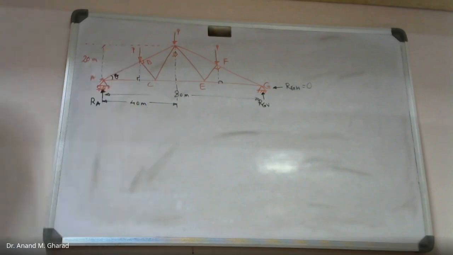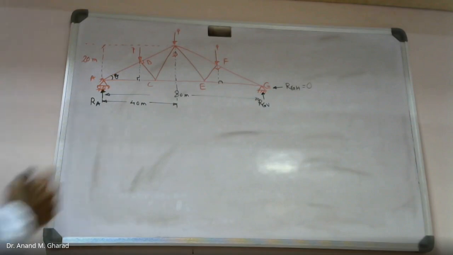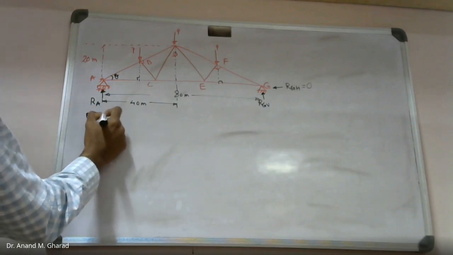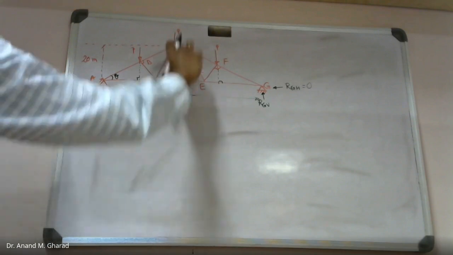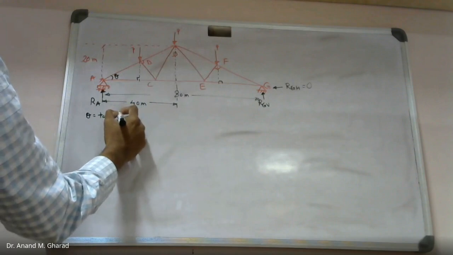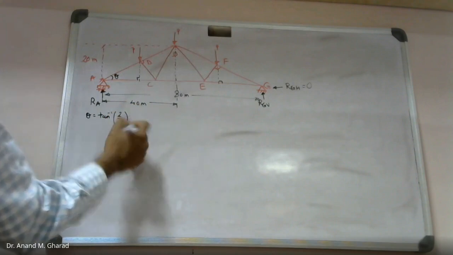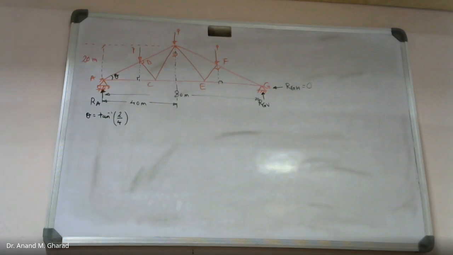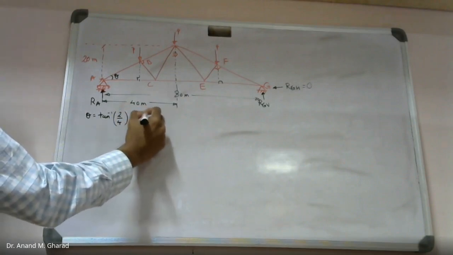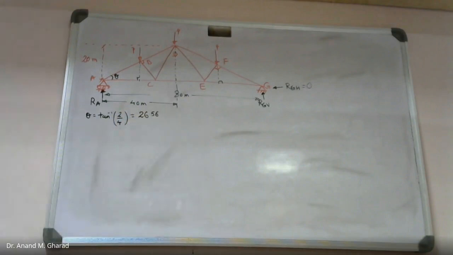Now, for that, can you please calculate this? Theta. What will be the value for theta? Theta will be tan inverse of this by this, that is 2 by 4, am I right? Or 1 by 2, half? I hope everybody is getting these answers. Is this okay? So theta will be 26.56. Is this fine?